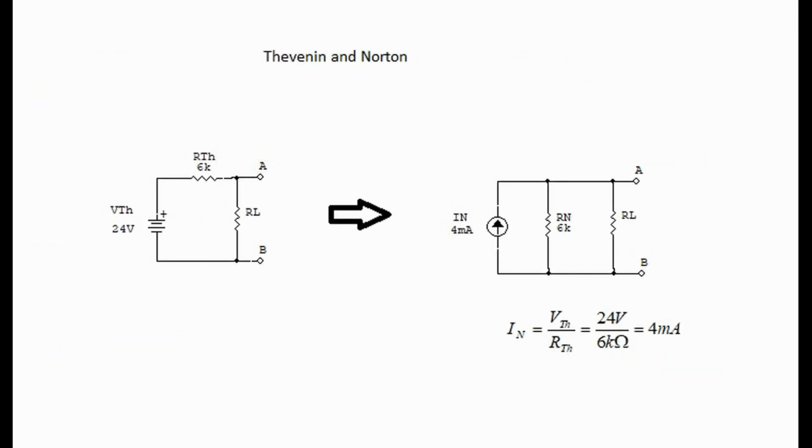Here is a circuit that has been Thevenized, and so it's much more simple and can be used for repetitive calculations as when you are changing different loads. From Thevenin voltage, you can go to Norton current by using Ohm's law, where you take Thevenin voltage divided by Thevenin resistance, and you come up with Norton current. In this case, it is 4 milliamps.